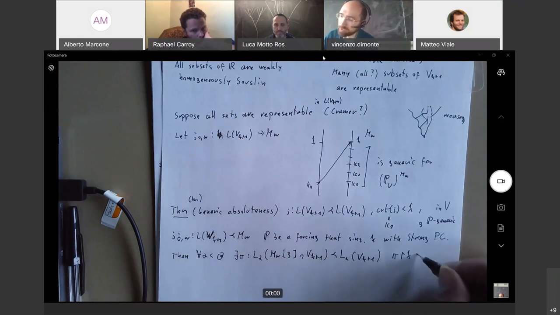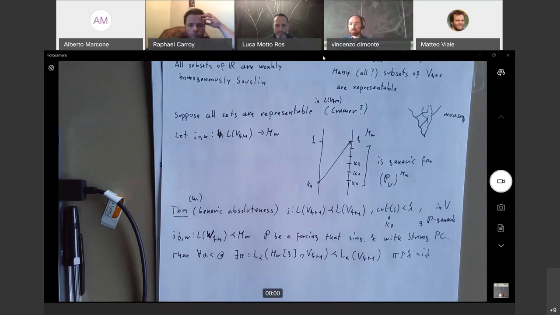Okay, I wanted to write it to you with all the details, but pretty much what this means is that if you can force something over kappa zero with a forcing that has the strong Prikry condition and singularizes kappa zero, this is already true for V lambda plus one. If you can force something about the definable subsets of V lambda plus one for kappa zero, then it was already true for lambda. This is one of these results, like the ones that Matteo showed us or Ralf Schindler: if you can force something, it is true.